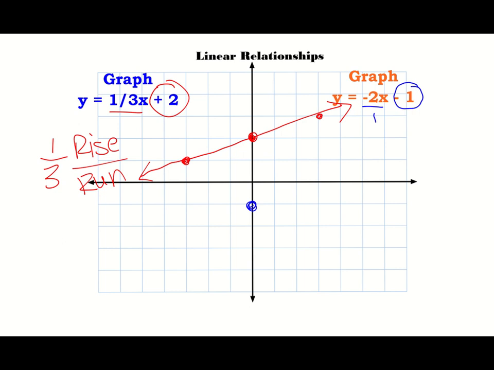I'm going to go down 2 over 1. See how the line's going a different direction? That's because it's a negative slope. I could also go up 2 over 1 to the left. But again, it's a negative slope. It's going the opposite direction. And that would be what the line looks like.